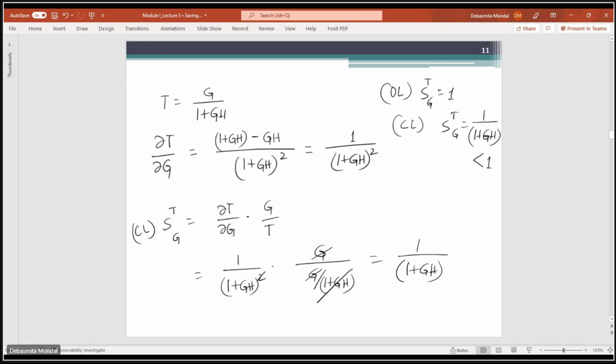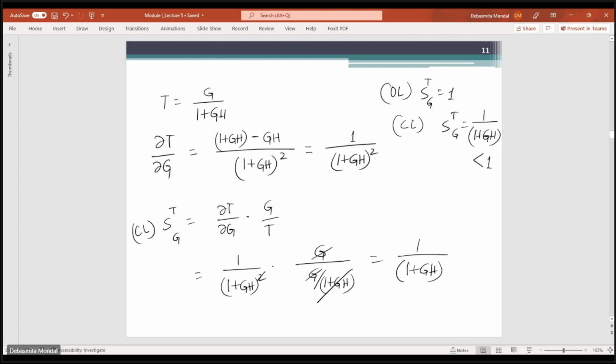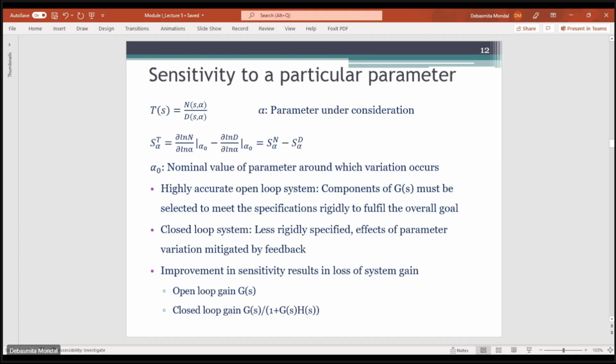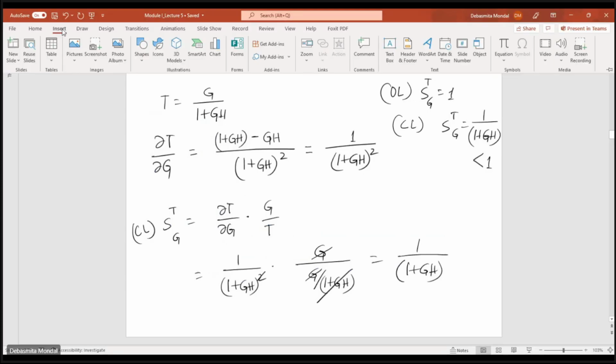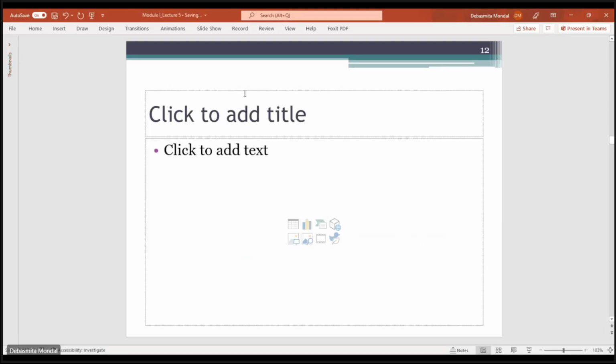So that means even if, for some reason, there is any parameter change, my output will not vary much if there is a feedback mechanism included in the system. Whereas if there is no feedback, if the system is an open loop one, then the effect of that variation will be much more severe on the output of the system.